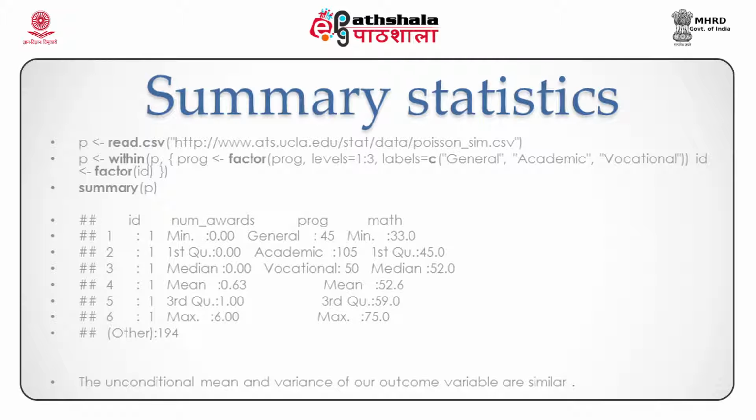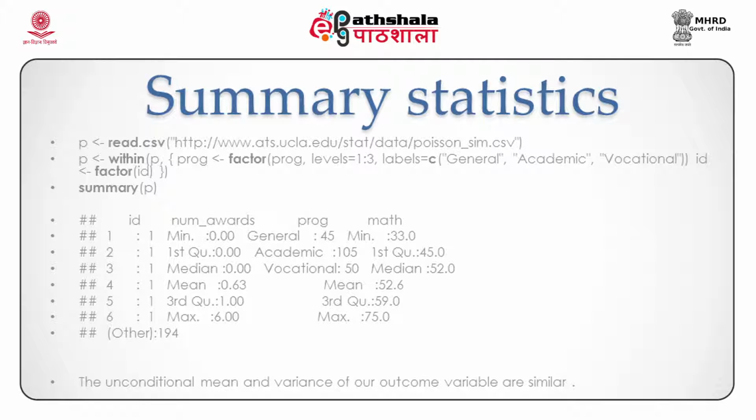For math, we can see that the minimum score is 33, the maximum is 75, the mean is 52.6, and the median is 52, which are reasonably similar. We can also use the GLM function to find the covariances and variances, and a notable feature for this data is that the unconditional mean and variance of the outcome variable, which is the number of awards, is similar. The reason why this is important is that we know that if we have a Poisson distribution, the mean and the variance should be the same.